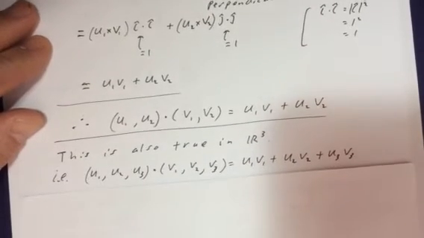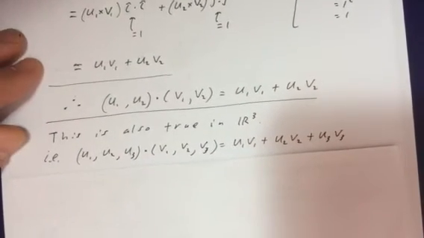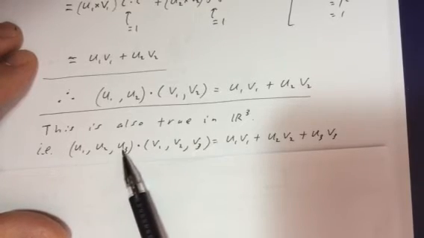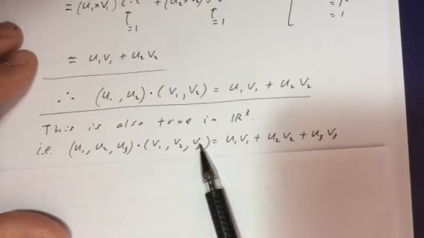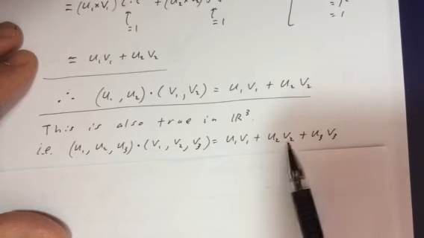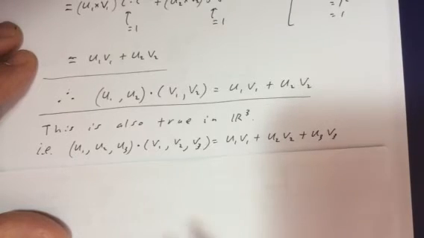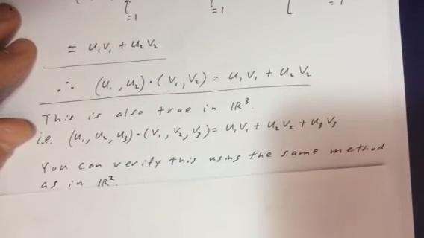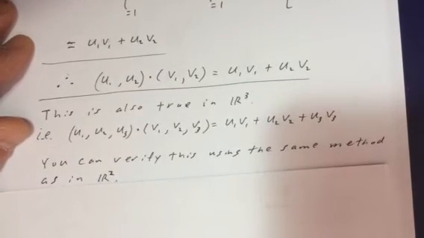Okay, this is also true in R3. So in 3 dimensions, this is the same sort of thing. A 3-dimensional vector dot a 3-dimensional vector: multiply the x's, multiply the y's, multiply the z's, add them all together. You should verify that yourself using the same method that we did in R2.